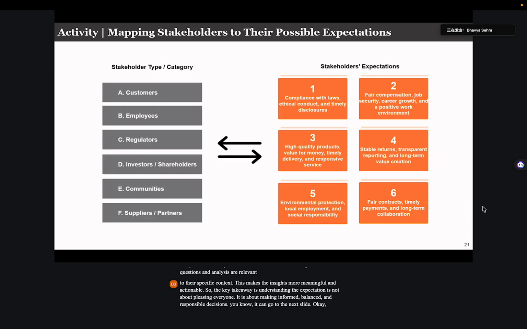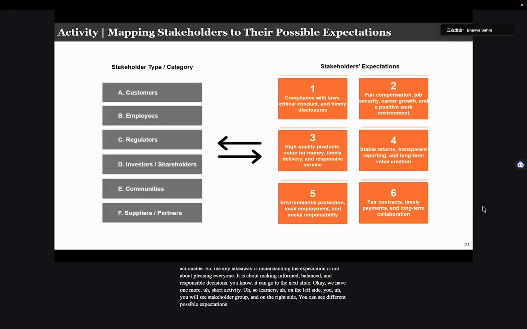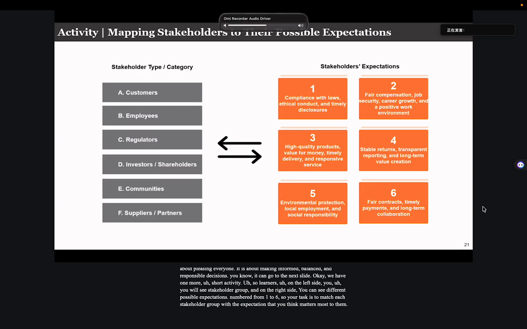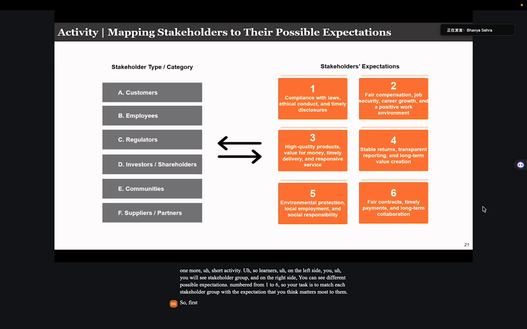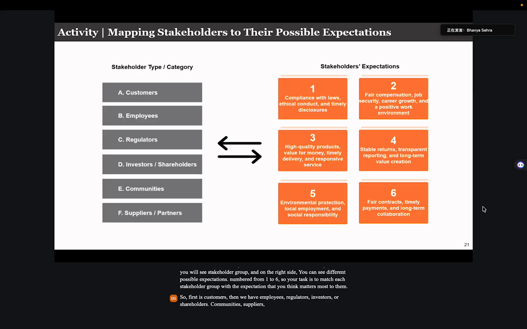Okay, we have one more short activity. So learners, on the left side, you will see stakeholder group, and on the right side, you can see different possible expectations numbered from 1 to 6. So your task is to match each stakeholder group with the expectation that you think matters most to them. So first is customers, then we have employees, regulators, investors or shareholders, communities, suppliers or partners.